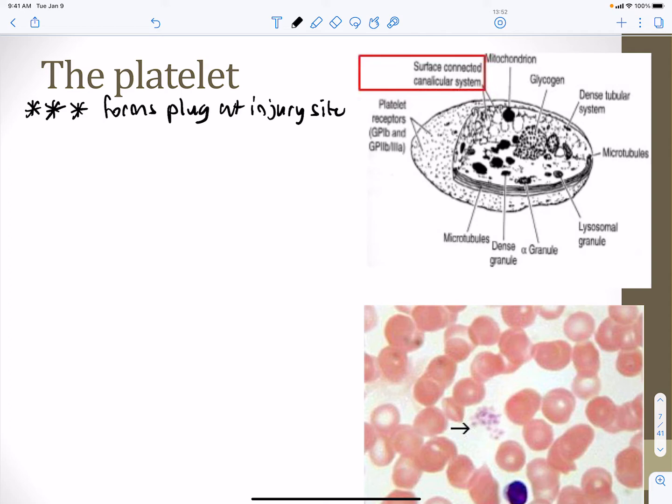Now, the platelet also has a bunch of proteins inside of it. It has a bunch of signaling pathways inside of it, which we'll talk about. And it has the role of secreting regulators for the clotting process and repair.